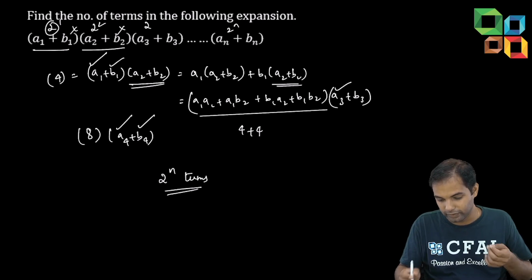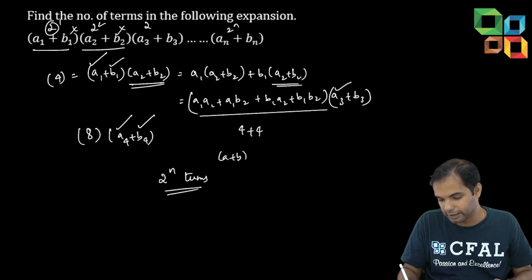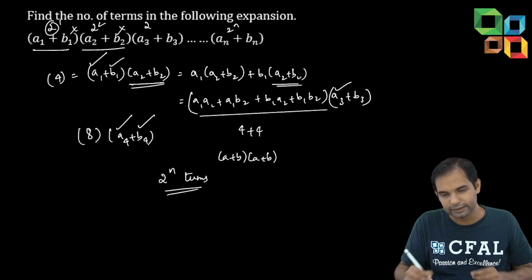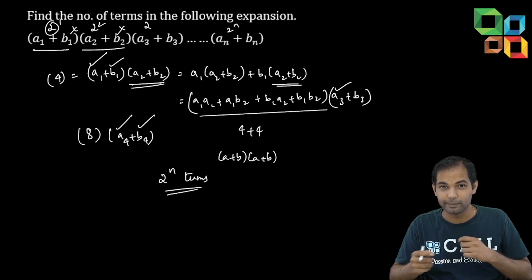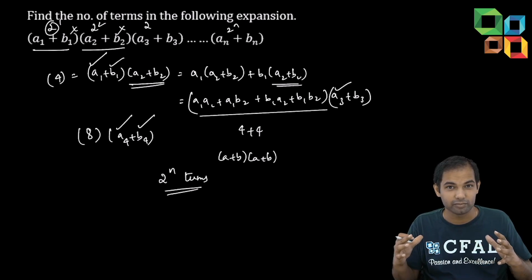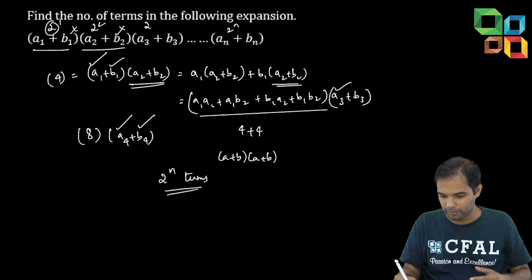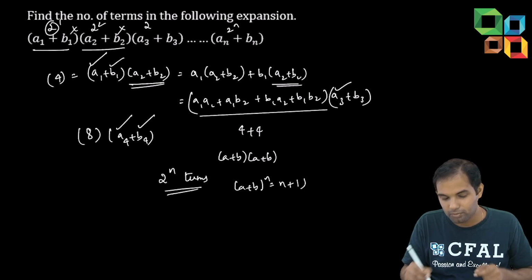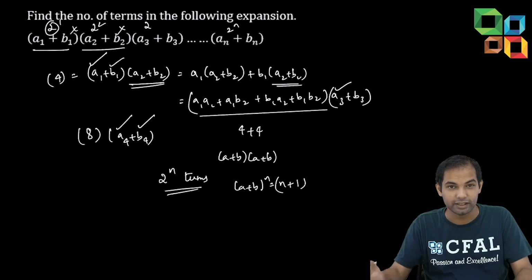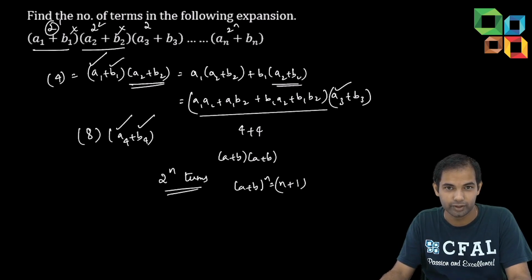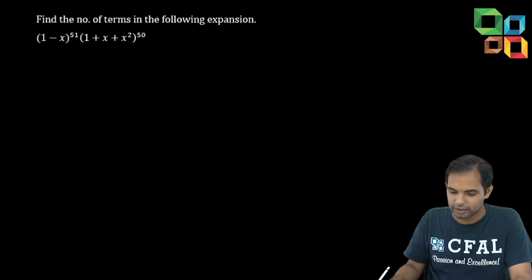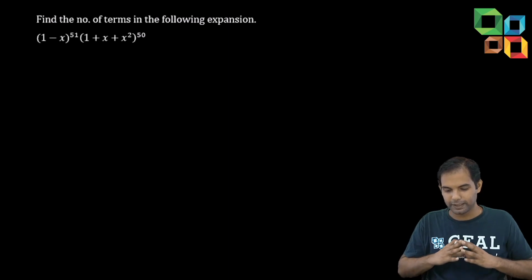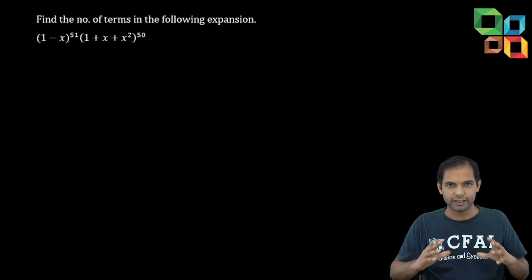But whenever I do (a plus b) power n, I'm multiplying similar terms, right? So that time what happens? AB is same as BA. So that's why the number of terms reduces. So you remember in this, if I do whole power n, I'm going to get only n plus 1 terms. But here actually, if all the terms are different, I'm going to get 2 power n terms. Number of terms in this expansion. We are not expected to multiply both and try to figure out.